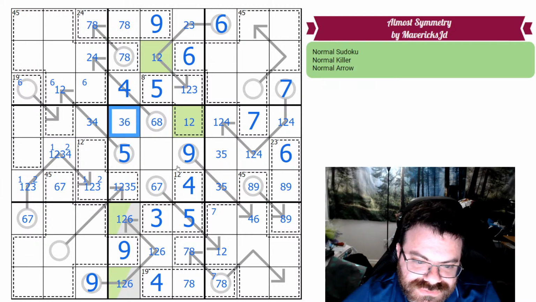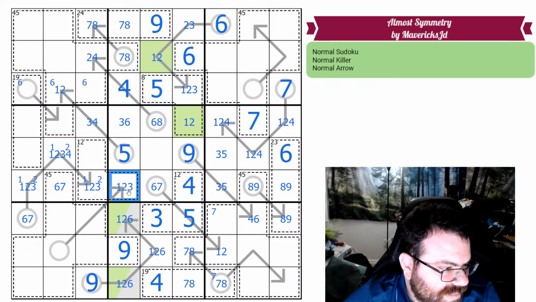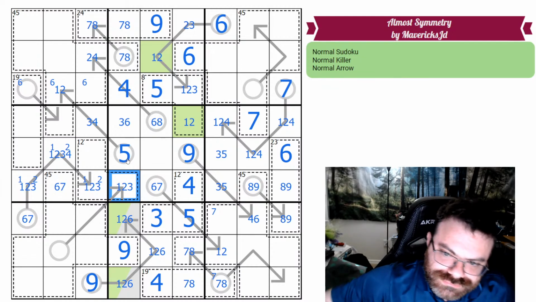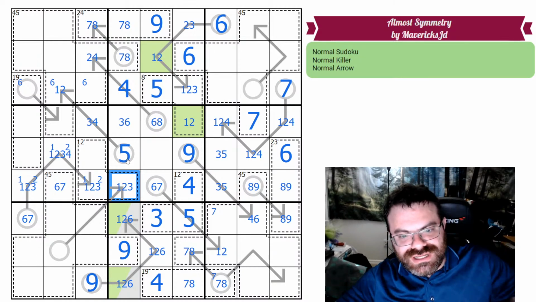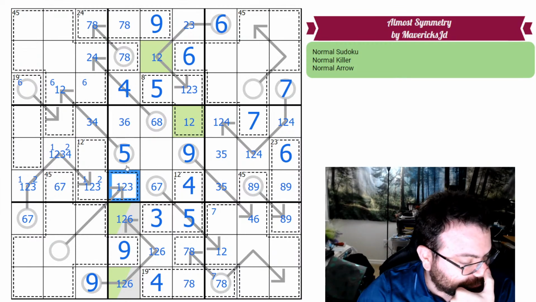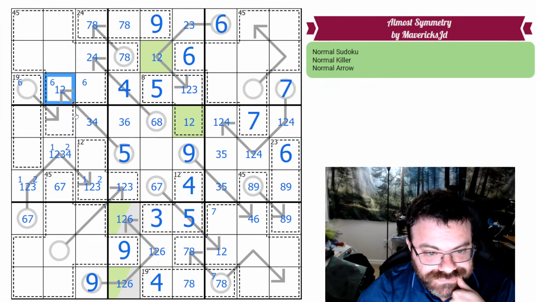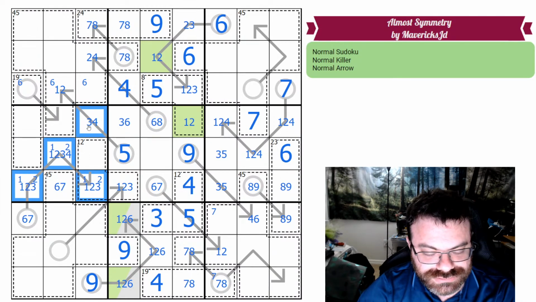This can't be 5 or 4. This can't be 5. If someone wants to go back in the VOD, you can check. So what was it that I did with this 3, 4? That makes a quad.